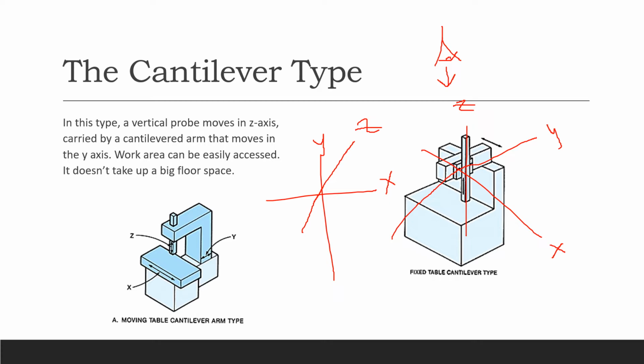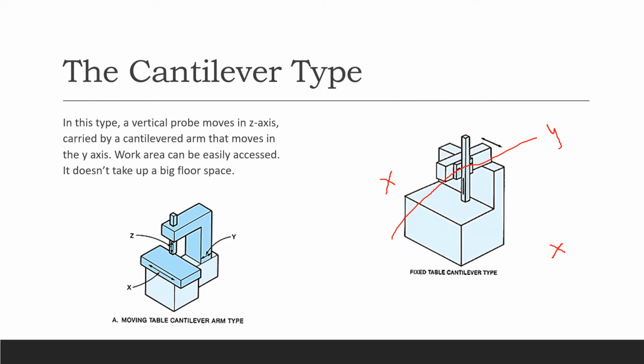But if you are with people who don't follow the scientific rules, you're gonna see them drawing that and then this, and somebody has to fix it when they transfer the data. But anyway, the work area can be easily accessed. It doesn't take up a big floor space at all by using these machines, so it's pretty convenient, and that's the reason why we can speed up.